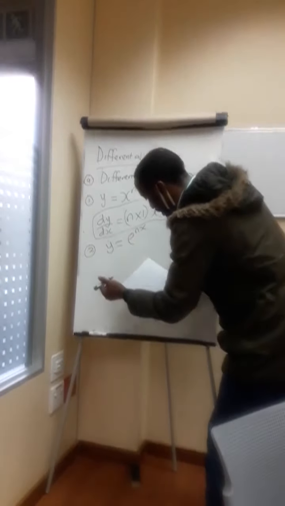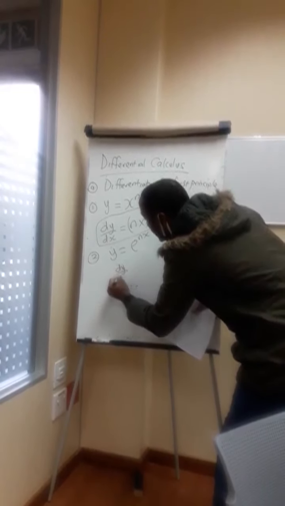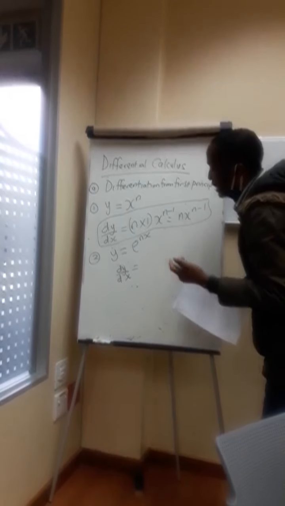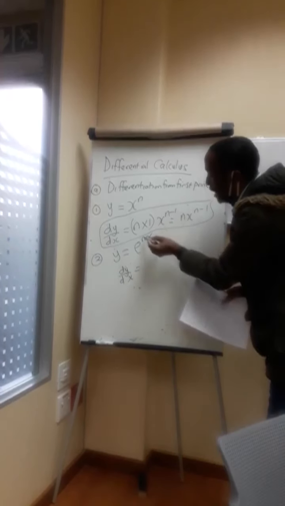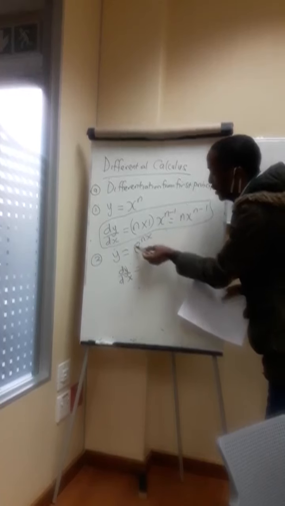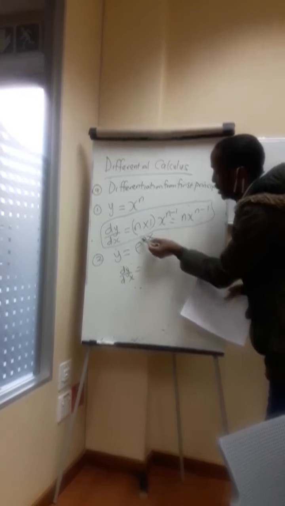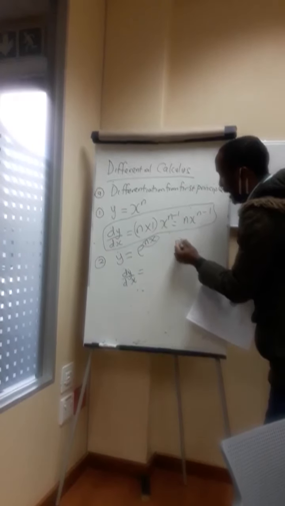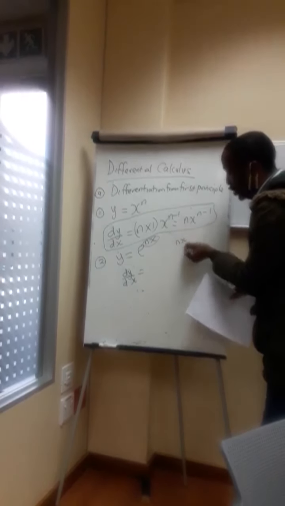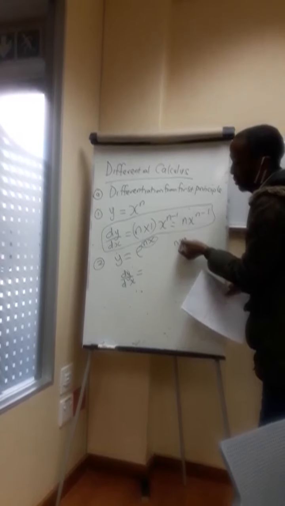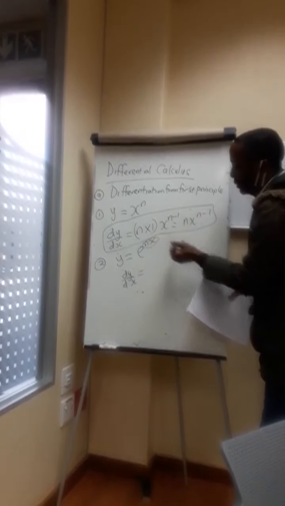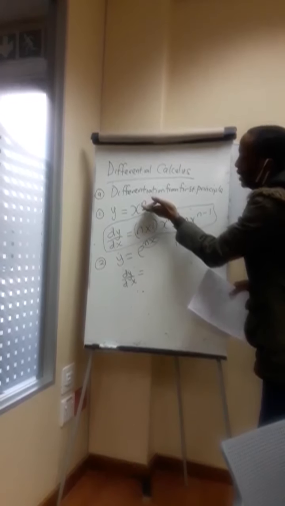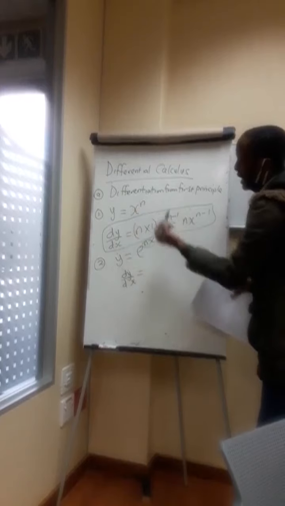To differentiate it, your dy/dx will give you e raised to the power nx. If you want to differentiate that, the way we differentiate is to look at the power. You try to look at the power of the exponential function, which is nx. Don't forget the power is nx. So you take that nx and you try to differentiate this nx. The way we do it is to look at the value in the power, which is nx, then differentiate nx using the way of differentiating y equals x raised to the power n.